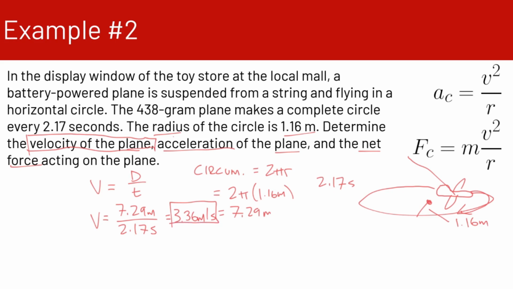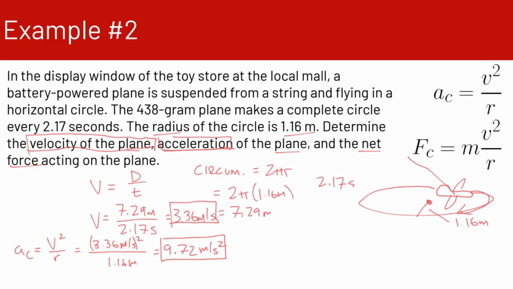Okay, so now we want to know the acceleration of the plane. The centripetal acceleration is the velocity squared divided by the radius. So our velocity is 3.36 meters per second, we're going to square that, divided by our radius, which is 1.16 meters. That's equal to 9.72 meters per second squared. So the centripetal acceleration of our plane is 9.72 meters per second squared.